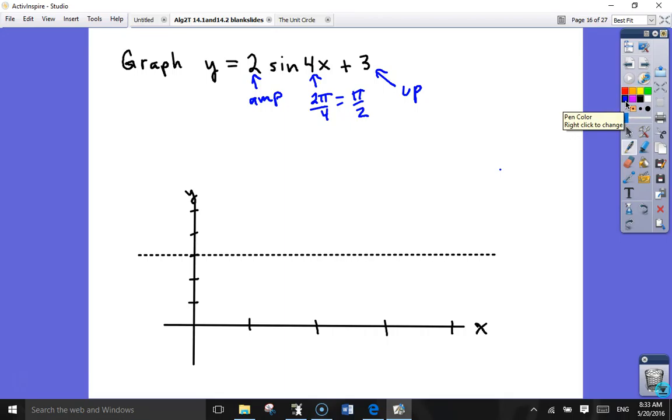Okay, let's see. The amplitude is going to be 2. So from this point, which is 3, it's going to go up 2. That'll make that 5. And down 2, that'll make that 1. Since the period is pi over 2, I'm going to label this over here as pi over 2. Right, that makes this pi over 4. And it's a sine graph, so it starts at 0, which has now been moved up 3. And then it goes to its maximum, back to 0, to its minimum, back to 0. So there's our graph.